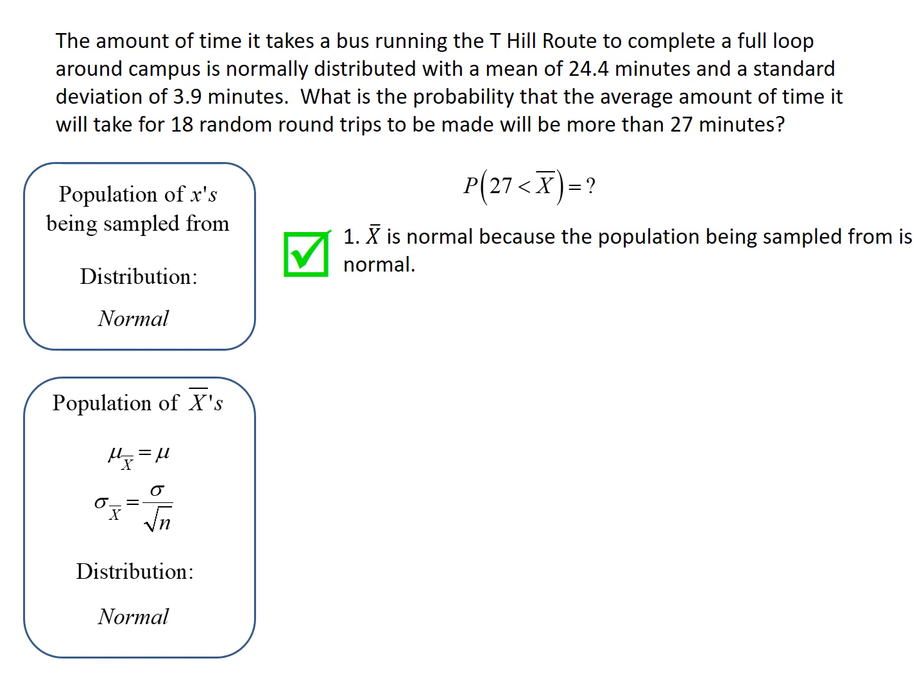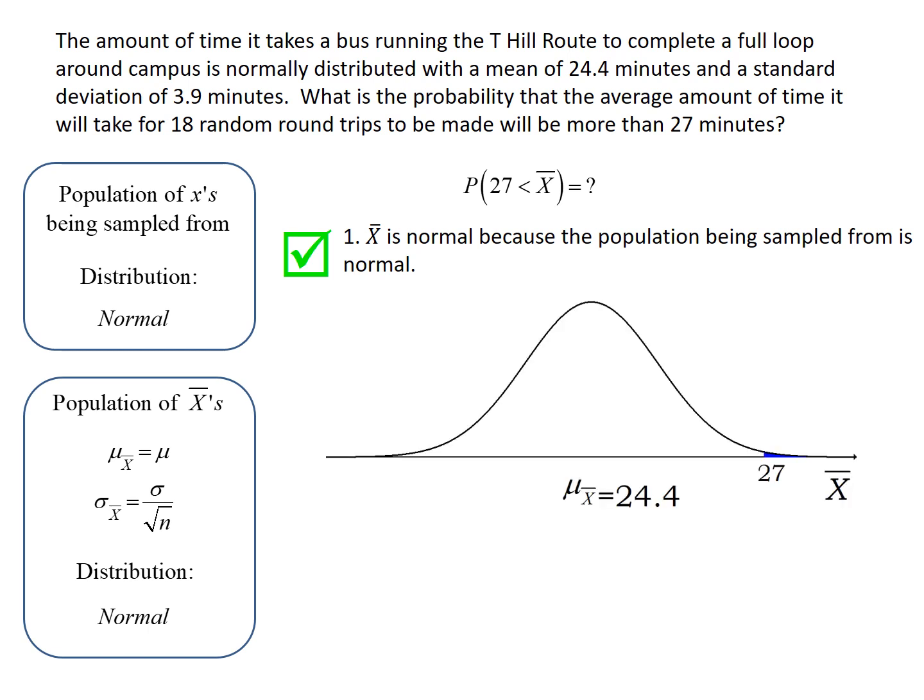So now we're just going to use our normal CDF function. We're going to draw the graph to make sure we get all our pieces in the right order. Okay, so I draw a normal graph. Notice I've labeled the x-axis over here in the far right-hand corner, x bar, because that is the variable. And the mu of the x bars is 24.4 because that was the mean of the individual loops. So that will also be the mean of all sample means of 18 loops. Okay, so we want the probability that the average is more than 27 minutes. So I've shaded everything from 27 and up.